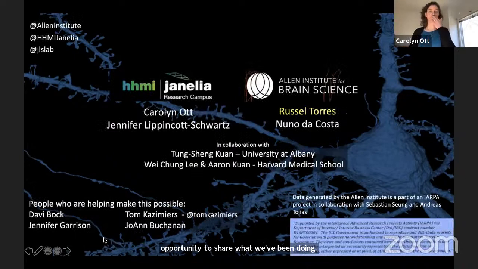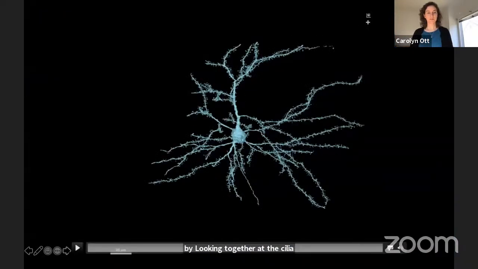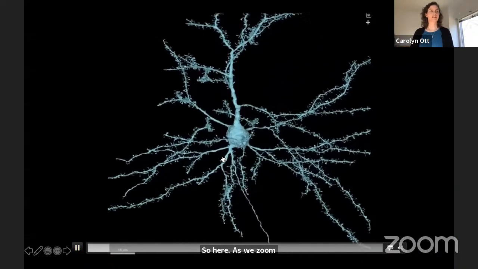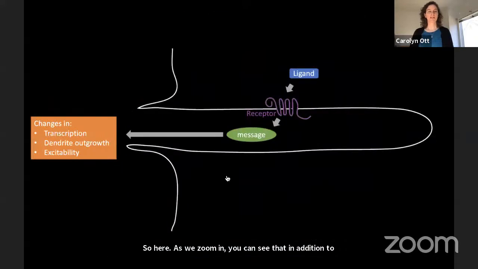So this work is a collaborative effort at the Allen Institute. I've mainly partnered with Russell Torres, and Wei-Cheng Li's lab at Harvard has also been a part of this collaboration. We're interested in primary cilia in the brain. I want to start by looking together at the cilium on a neuron. As we zoom in, you can see that in addition to axons and dendrites, there's another process, the primary cilium.